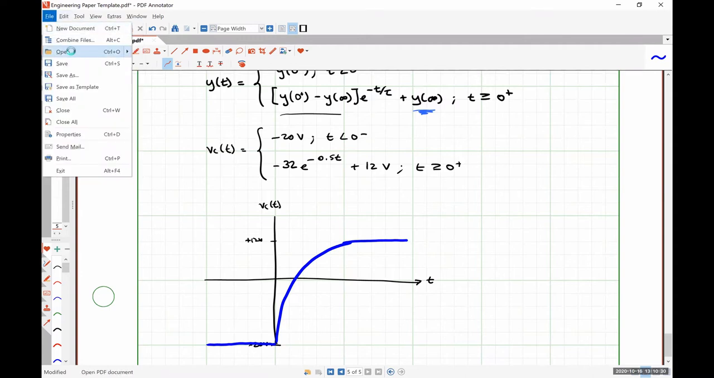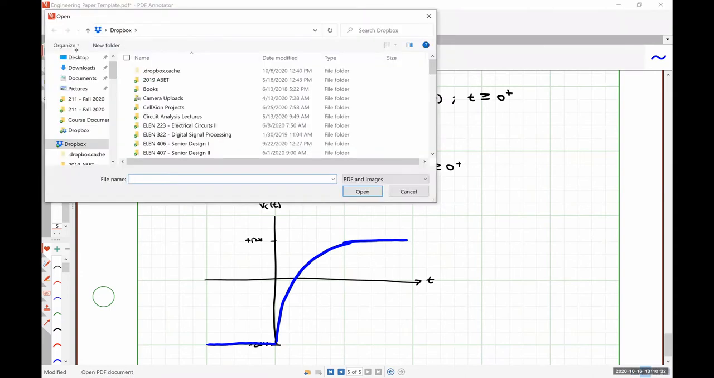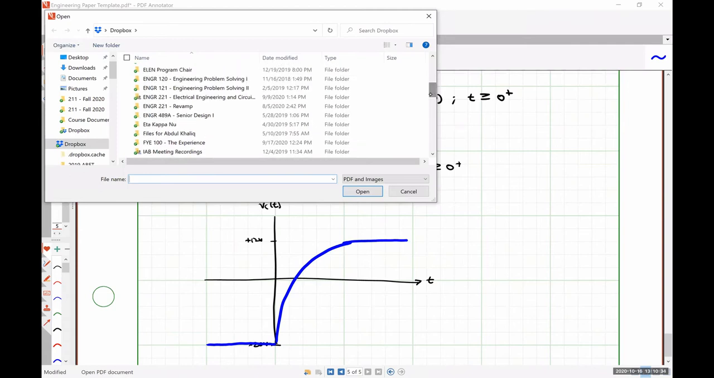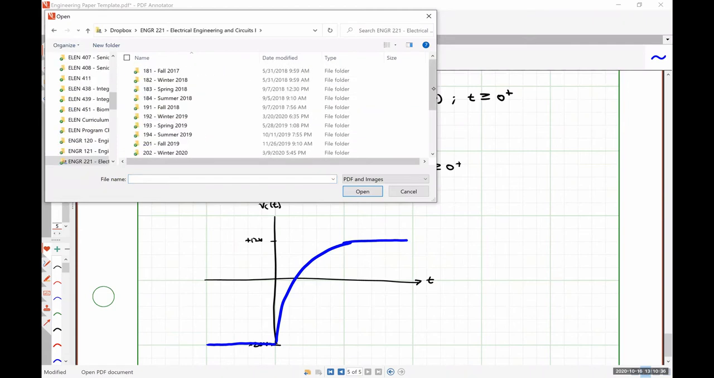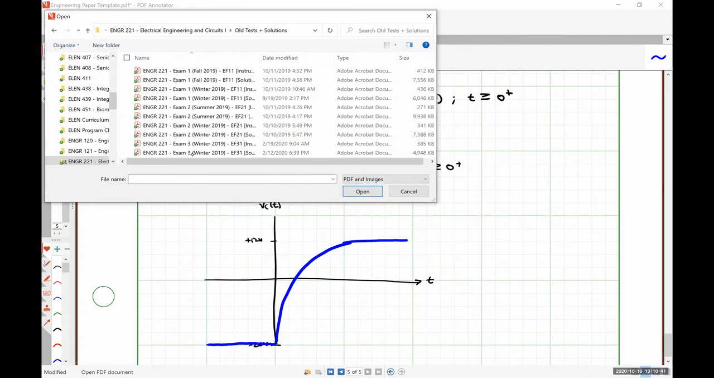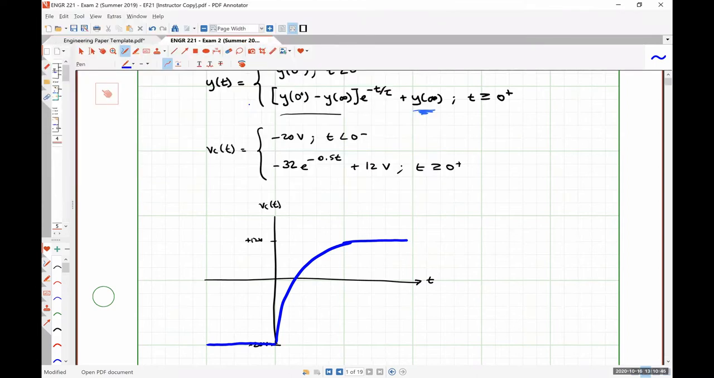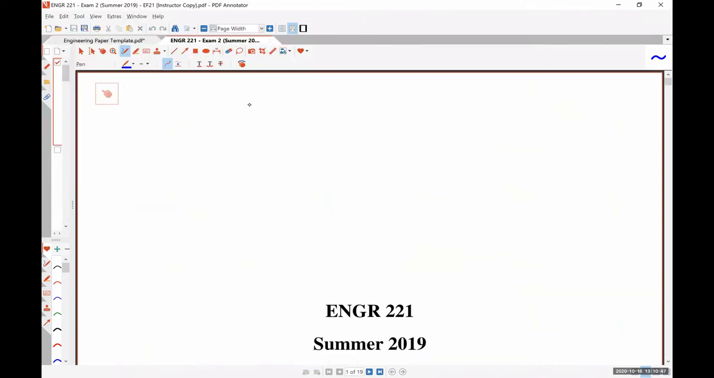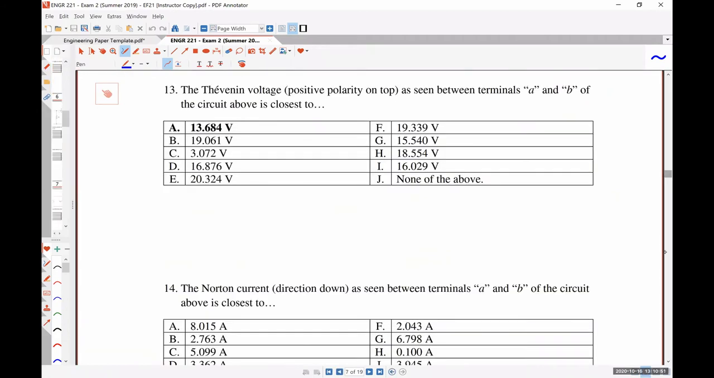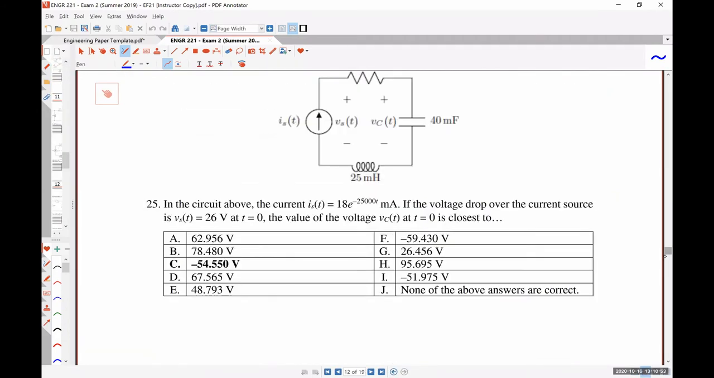Let's see. Let's open 221, the tests, and exam two. Hopefully this is the test. So this is really the last big topic that we're covering, so it's going to be the last problems. Okay, so let's look at this guy right here.